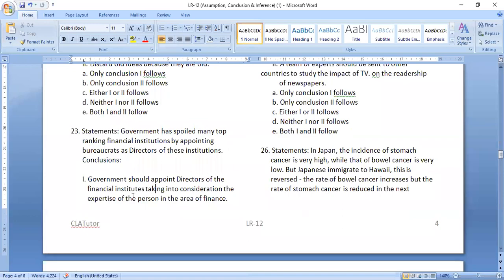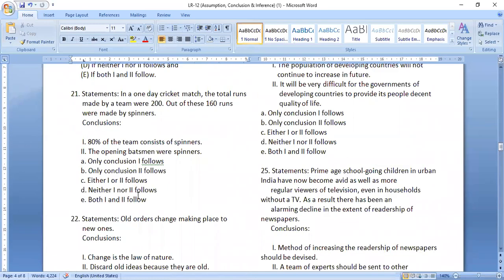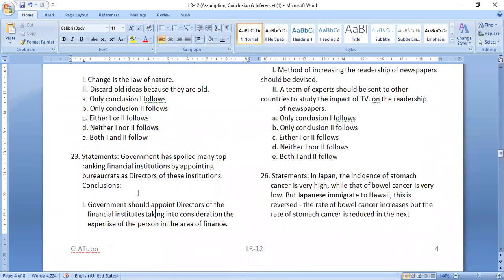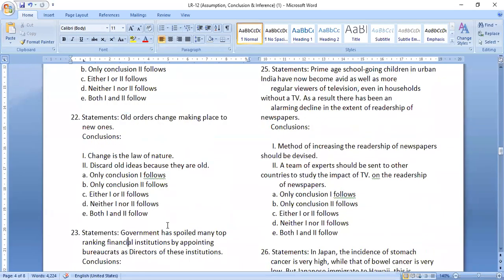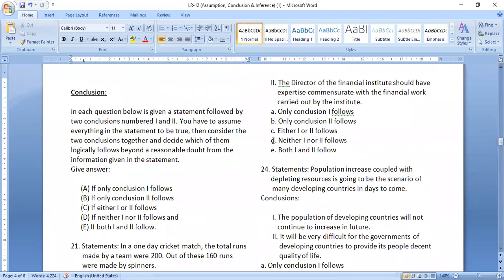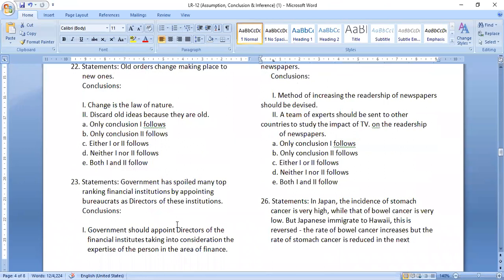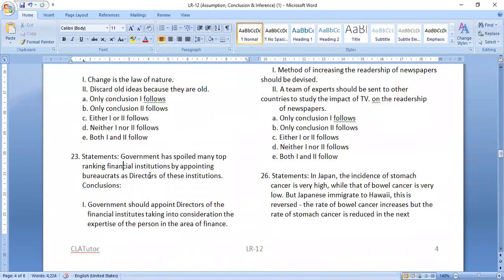Government should appoint directors of financial institutions taking into consideration the expertise. So I think it's E. Okay. Taking into consideration the expertise of the person in the area of finance. Right, absolutely. I think that it could either be E or D. D is if, like Megha said, if the problem is not financial at all, but rather with, yeah, like corruption or something like that, then there's no point in doing this.